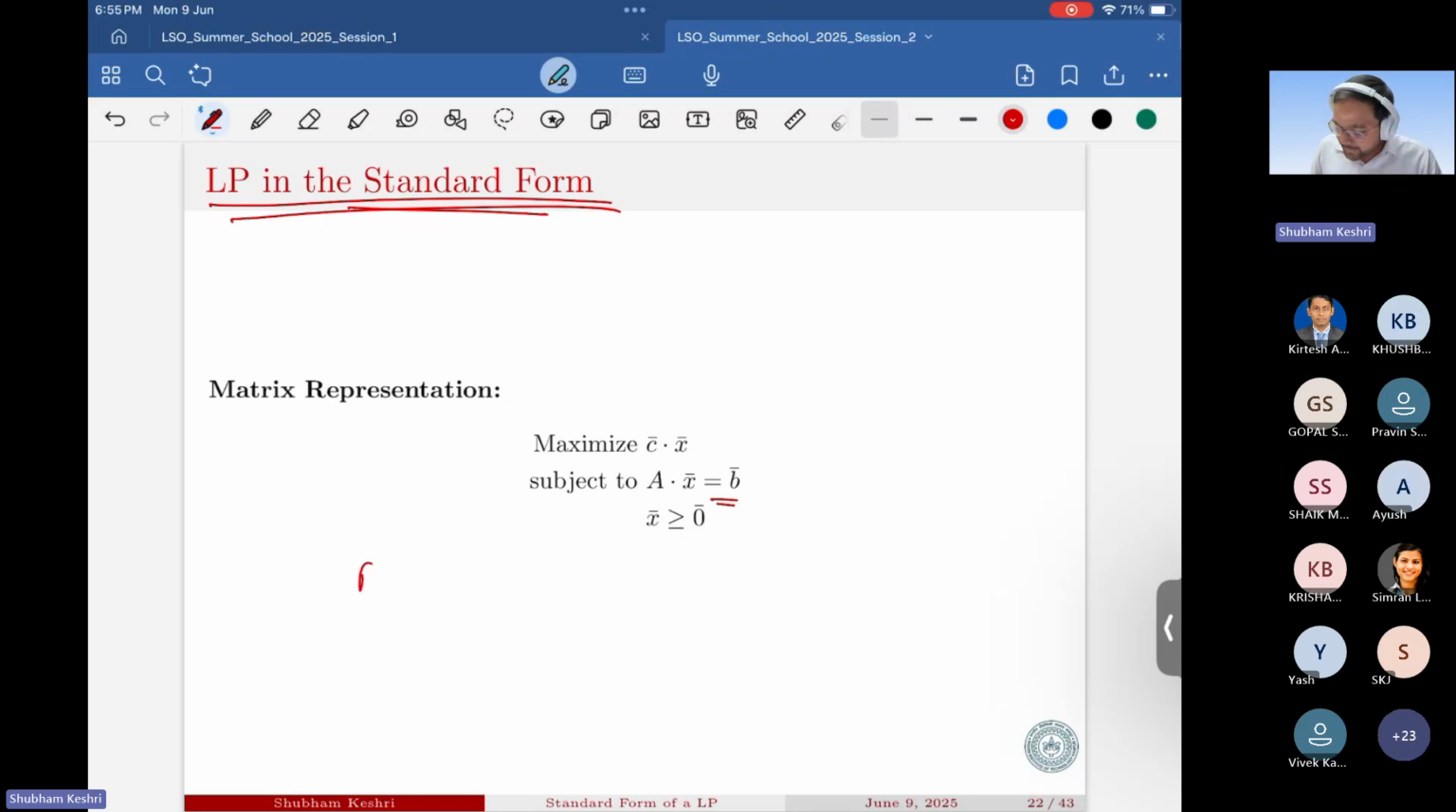Shubham, we are not able to hear you. There's a lot of noise. We are not able to hear you. Is it better now? Yeah. Can you start from 2-3 minutes back, from this slide? Yes, I will start.